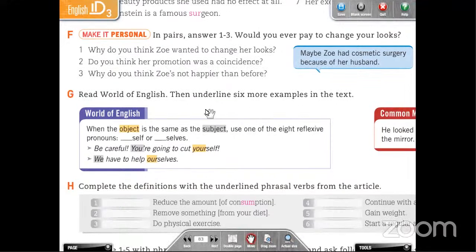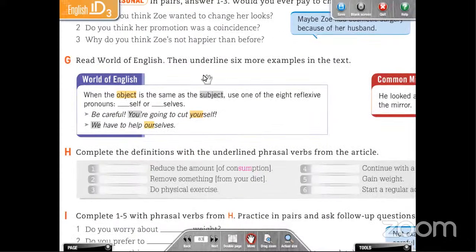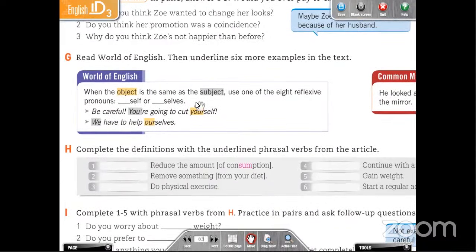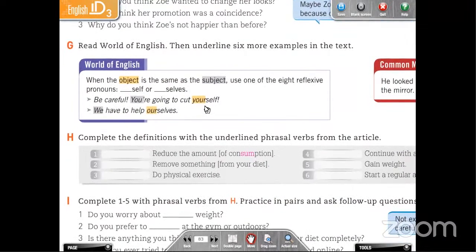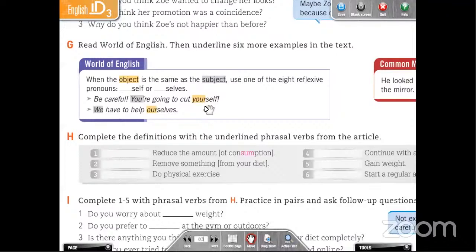Okay, very good. Okay, let's go now to this part. Read the word of English, then underline 6 more examples in the text. When object is the same as the subject, use one of these 8 reflexive pronouns. Self or selves, for example. Be careful, you're going to cut yourself.